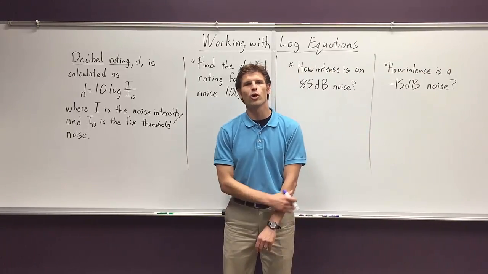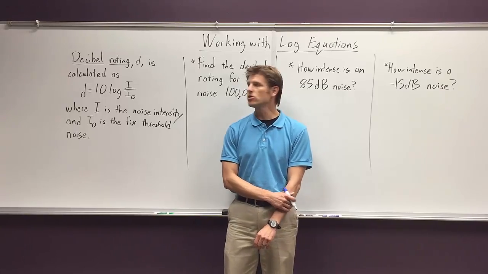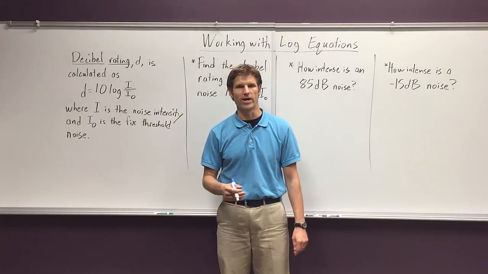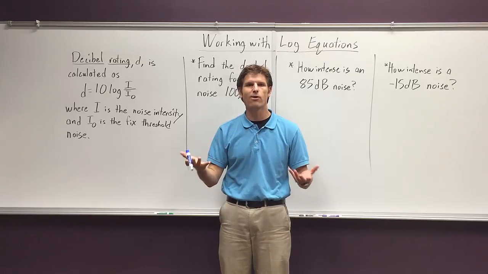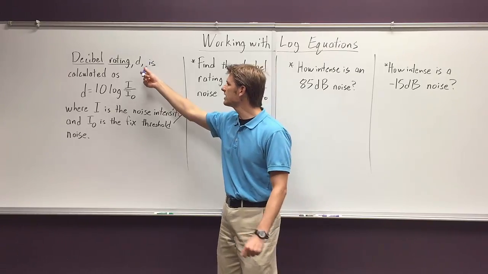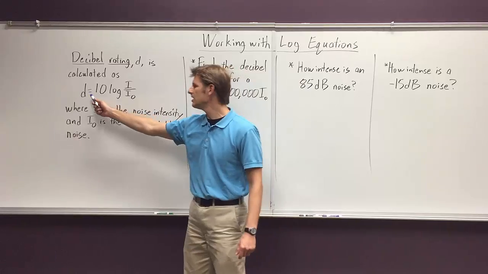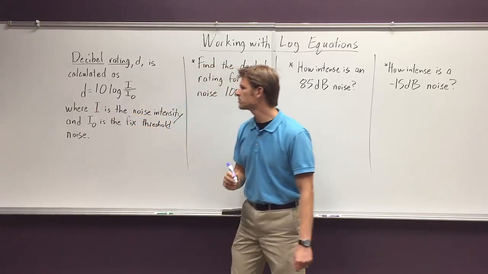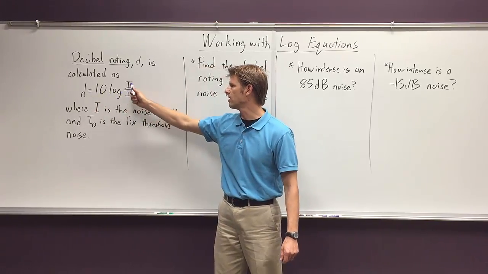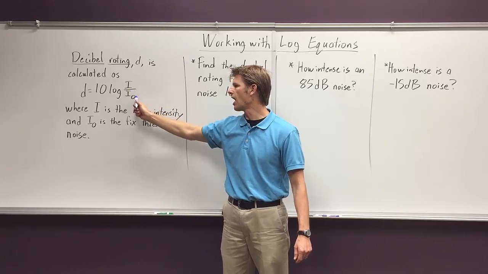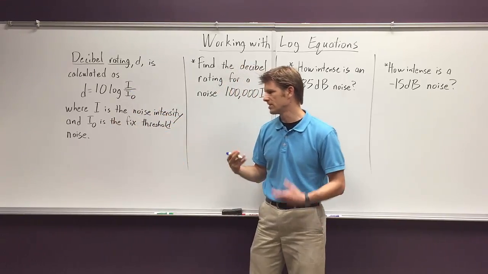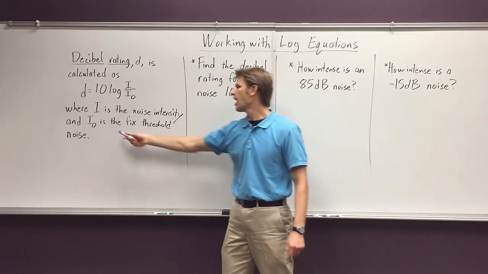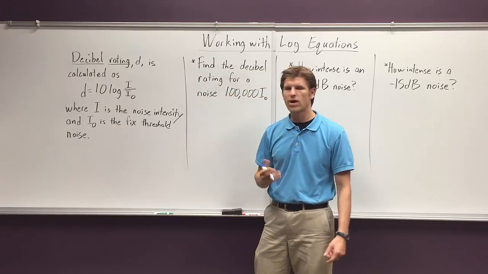We're going to do some work with log equations today. We're going to use an application that uses decibel rating. That's how we measure how loud sounds are. So decibel rating D is calculated as D equals 10 times log, that's log base 10, of I over I naught, where I is the noise intensity that you're measuring, and I naught is the fixed threshold noise.